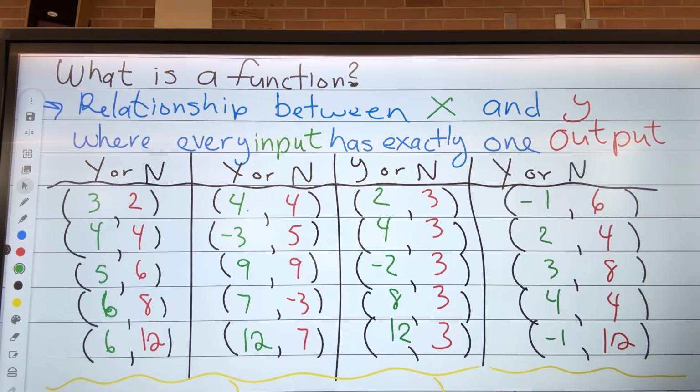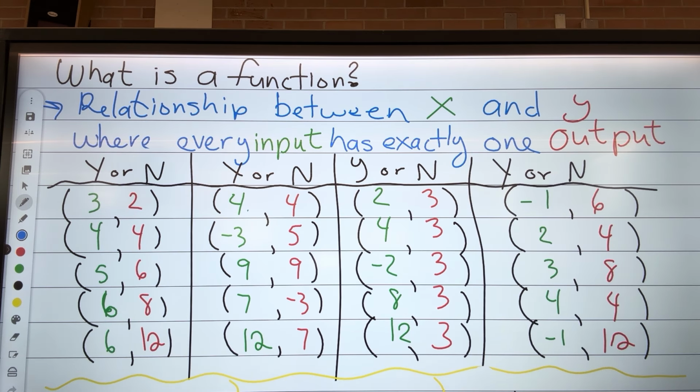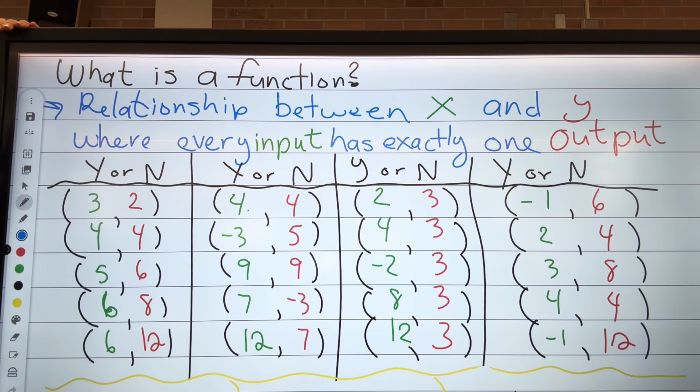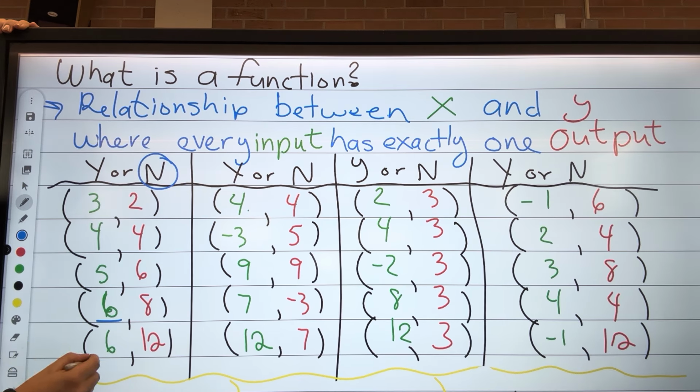So let's look at this. Ready? For number one, I'm going to look at all my inputs. My inputs are in green. I made that easy so you could see. My input is my x. So when I look at all my x's, do all my x's go to exactly one y? Well, 3 goes to 2, good. 4 goes to 4, 5 goes to 6, 6 goes to 8, but 6 also goes to 12. We cannot have the same input get you two outputs. So this is not a function because of the 6's.